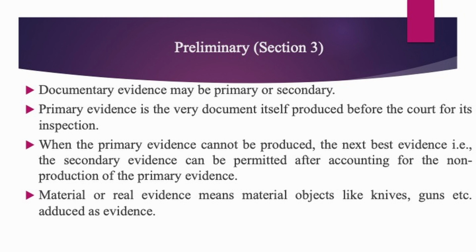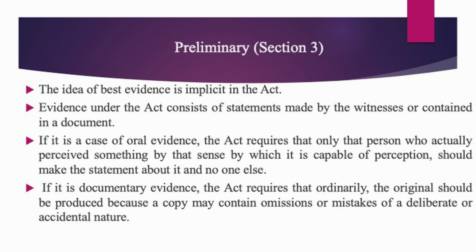So that is giving reasons as to why the primary evidence could not be produced. Material or real evidence means material objects like knives, guns, etc. adduced as evidence. The idea of best evidence is implicit in the Act. Evidence under the Act consists of statements made by the witnesses or contained in a document.